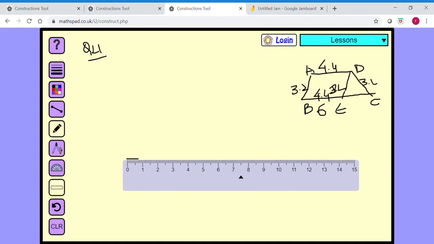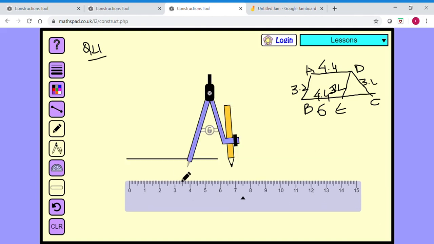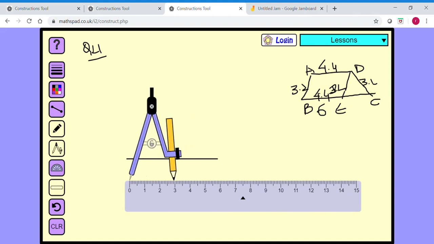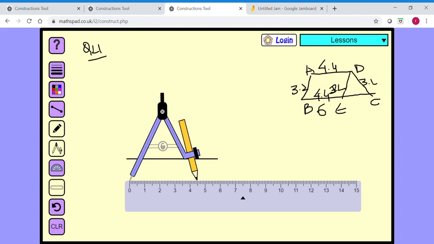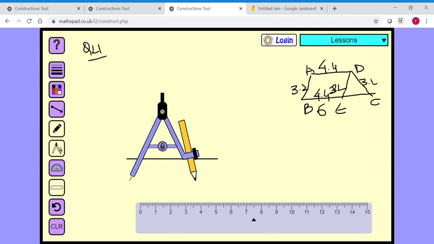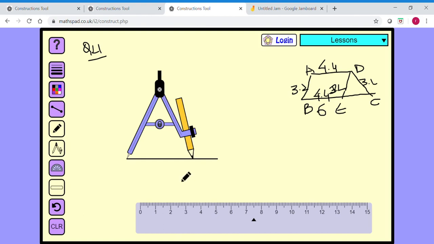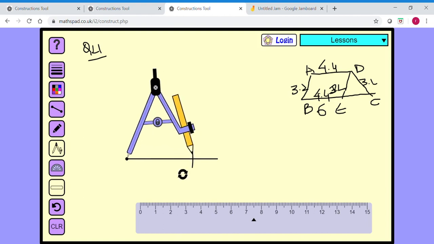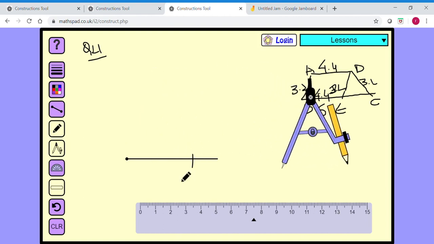I start constructing BC of length 6 centimeters, after which I need to find point E. Now point E is at a distance of 4.4 from B. So I measure 4.4 and I cut an arc. Should I use a scale and just put a point there? No, all constructions have to be done using a compass and a scale. Using a compass or scale directly is not allowed. So let me just cut this here. This gives me my point E.